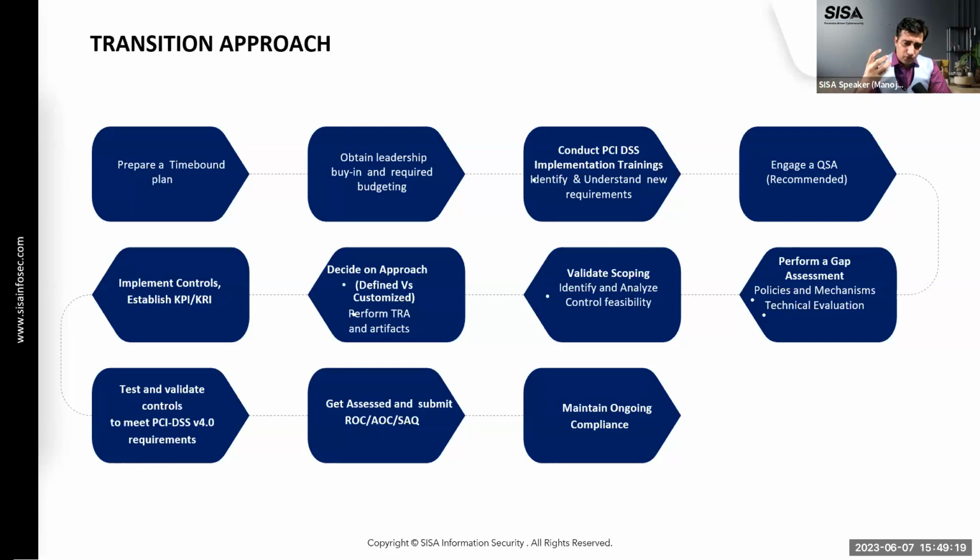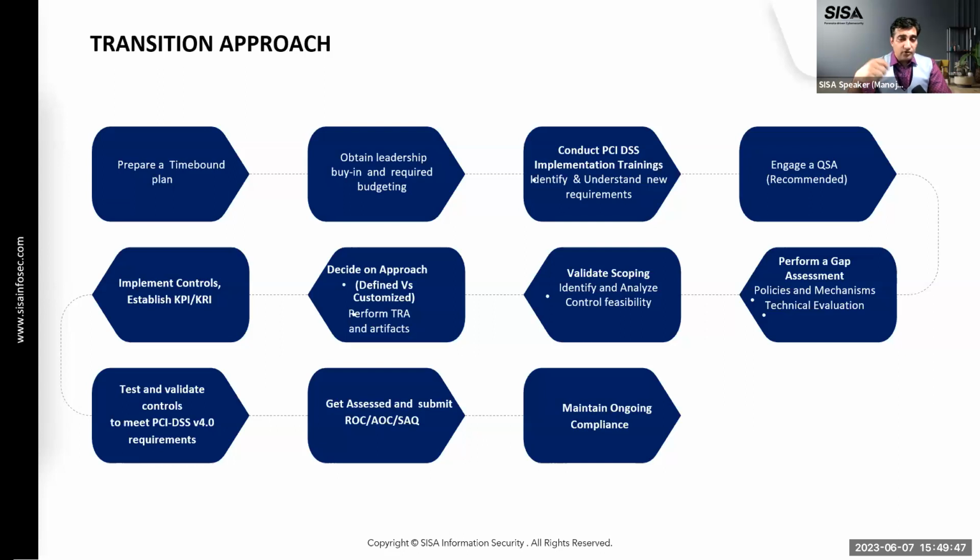If you want to go for a customized requirement, go and perform a TRA for sure, because at the end of the day you need to prove that your approach is meeting the control objective. Then also, when you implement controls, define your key risk indicators and key performance indicators for tracking, mostly done automatically, and that is where you will get better inputs out of that. You have to test and validate these kinds of controls.